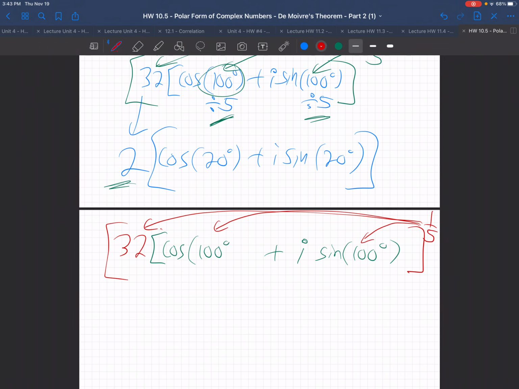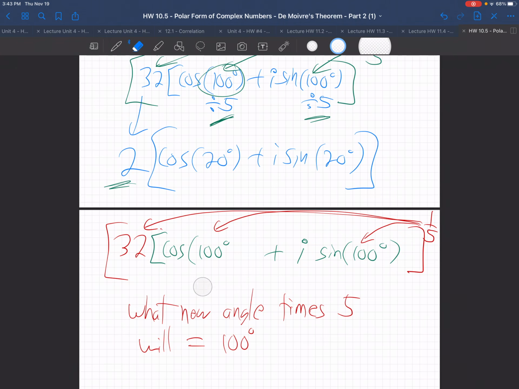We're trying to find all angles for which it'll work. We're saying what new angle times itself, or times 5, will equal 100 degrees, right? The answer is 20, of course, because you're just dividing that by 5. 20 times 5 will go back to 100, right? But that's not the only one.